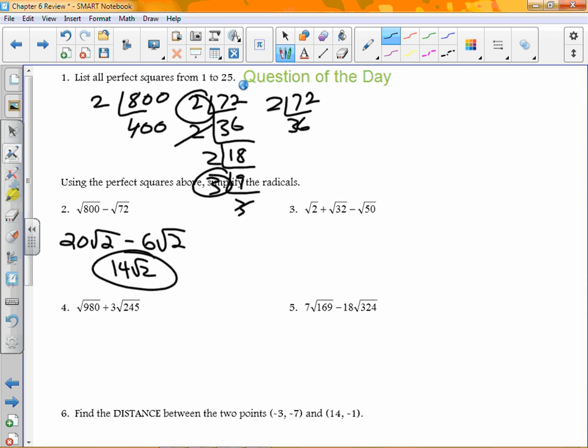Okay, so in number 3, I have several things that need to be simplified. The square root of 2 has a coefficient of what? 1, yeah. There's a 1 there. Because 1 times the square root of 2 is the square root of 2, so it doesn't change anything. So I got 1 plus 4 on the square root of 2 minus 5 on the square root of 2.